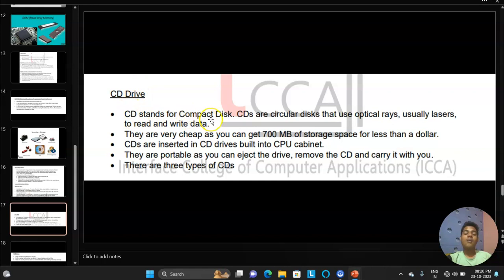CD stands for compact disc. CDs are circular discs that use optical rays, usually lasers, to read and write data. They are very cheap, as you can get 700 MB of storage space for less than $1. CDs are inserted in CD drives built into the CPU cabinet. They are portable, as you can eject the disc, remove the CD and carry it with you.